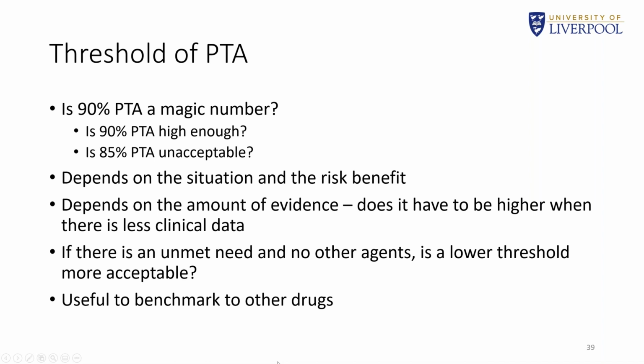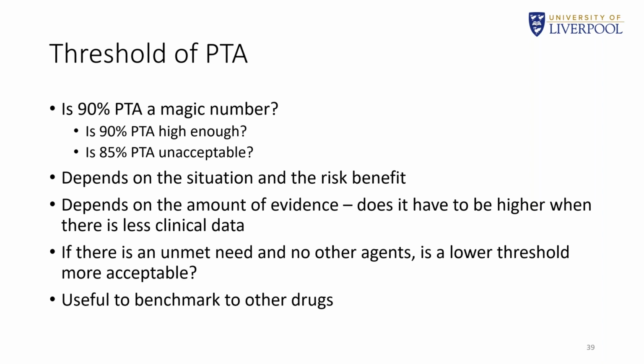So then we have to think about the threshold of the PTA that we use. Quite often we see talk about 90% PTA, and I think it might even be there in one of the EMA guidances. But is this 90% a magical number? Is 90% PTA high enough? It obviously means that it's possible that 10% of your subjects aren't going to get high enough exposure. Does it automatically mean that 85% PTA is unacceptable? Can you not develop a drug if the PTA is only 85%?